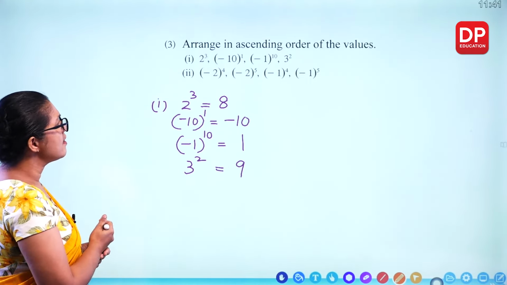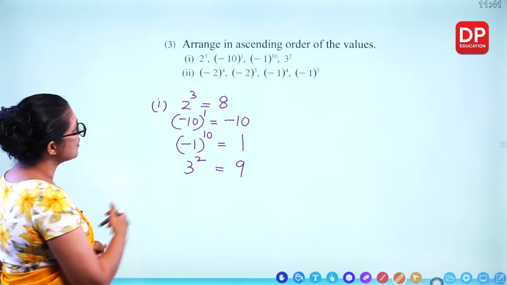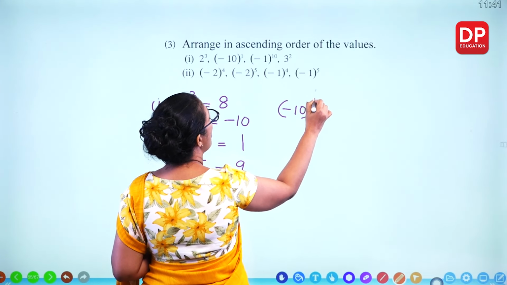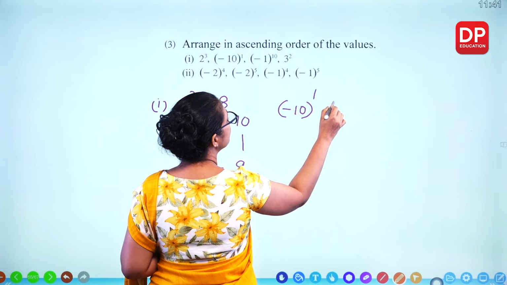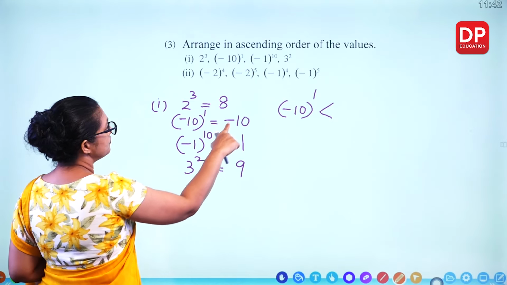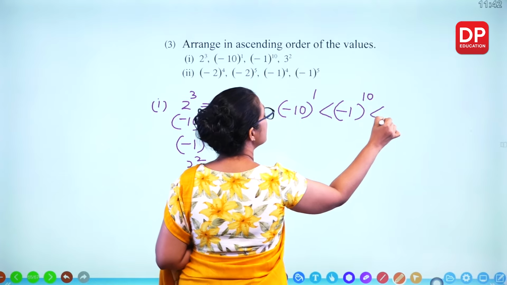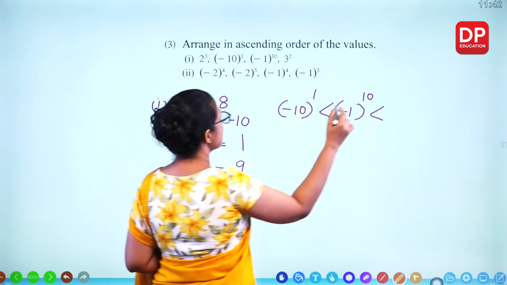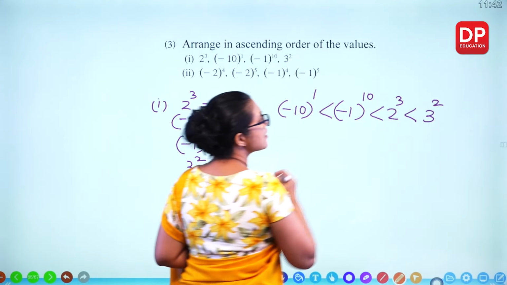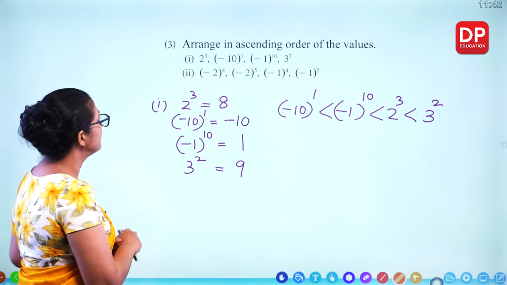Now arrange this in ascending order, meaning smaller to bigger. What's the smallest value? Minus 10, so we can write negative 10 to the power 1. Then the next one is 1, negative 1 to the power 10. 8 is the next number, 2 to the power 3, and 3 squared is the largest number. So that's how we can write in ascending order.